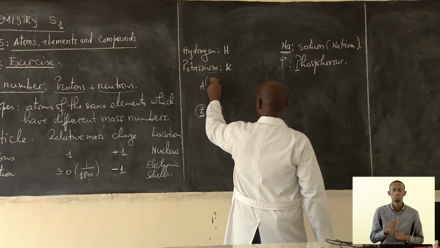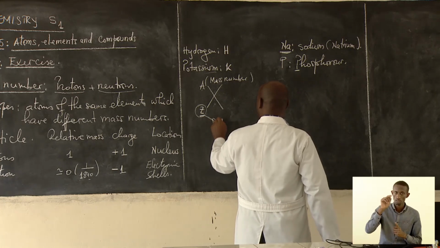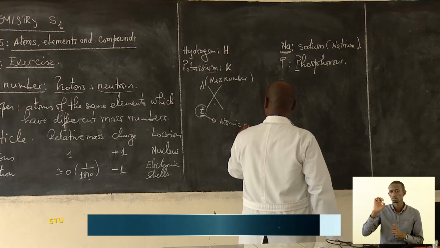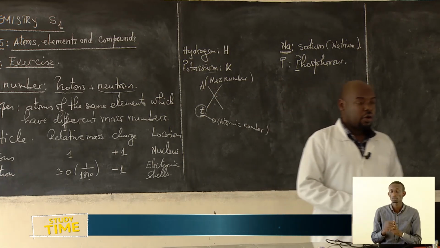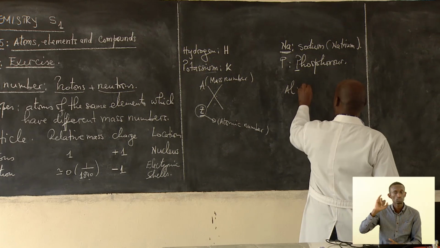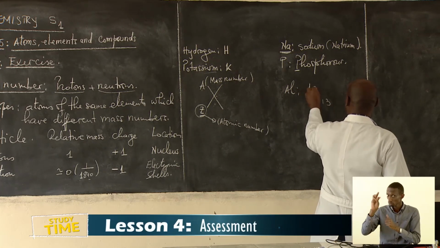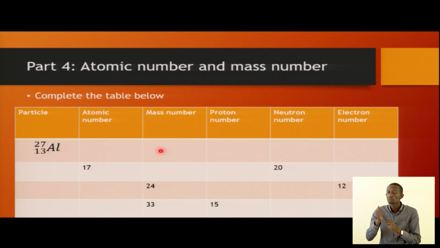A is the mass number, and Z here is the atomic number. And here, X is the chemical symbol. So from this question, for this element, aluminium, the atomic number will be 13. Atomic number for aluminium is 13. And the mass number that is next, it is 27. Very simple.